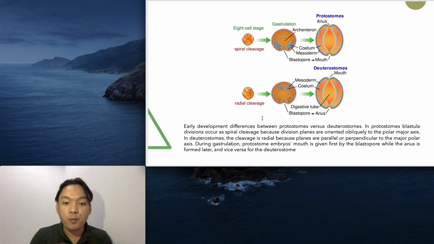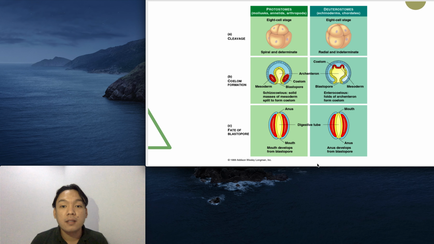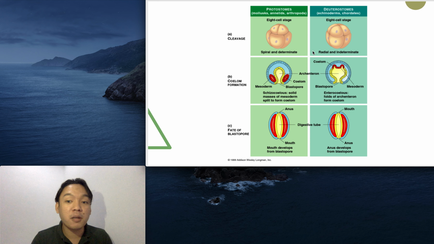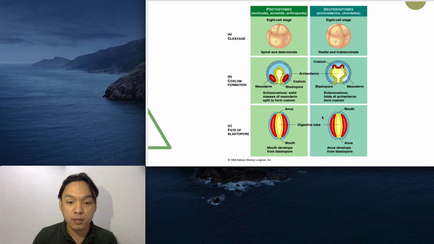Parallel, opposing sides. During gastrulation, in the protostome embryo the mouth is formed first from the blastopore, while the anus is formed later. But in the deuterostome, it's vice versa. It's the opposite one. The anus is formed first and then the mouth. We have here also an image showing the protostomes, which are mollusks, annelids, and arthropods, and the deuterostomes, with the 8-cell stage during the spiral and determinate, and radial and indeterminate stages, the coelom formation, and the fate of the blastopores.